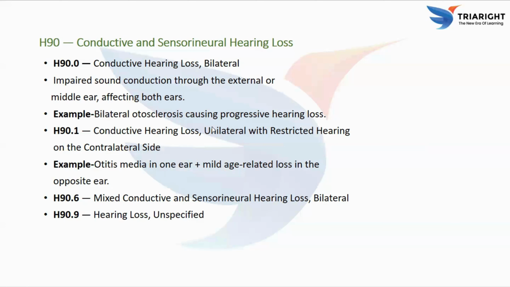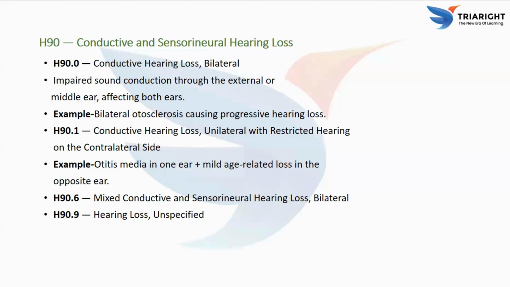So next subcode is H90.1. This is about conductive hearing loss which is unilateral with restricted hearing on the contralateral side. So what does this mean? One ear has significant conductive loss while the other ear has some degree of reduced hearing but not necessarily conductive.